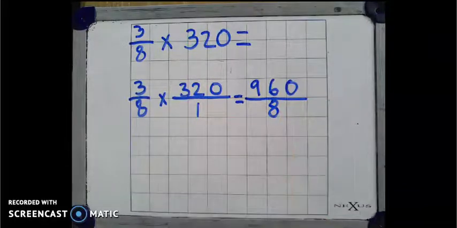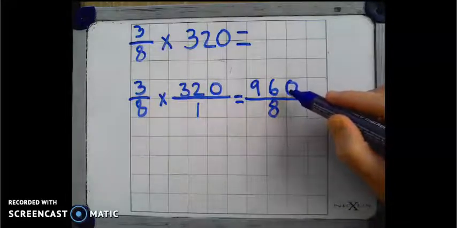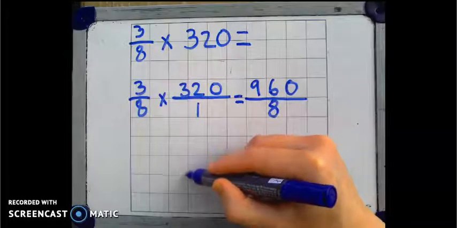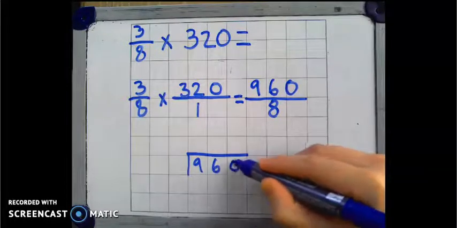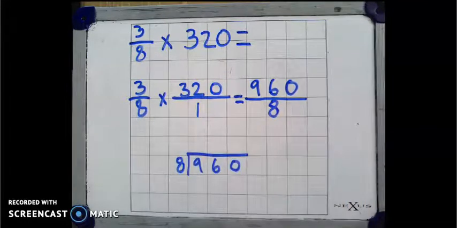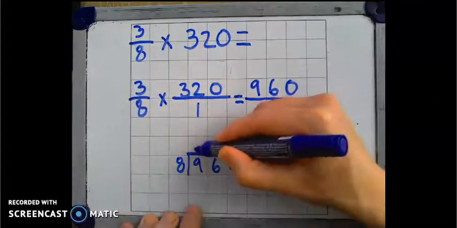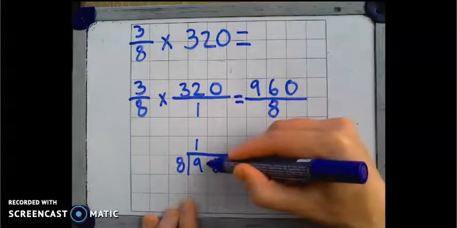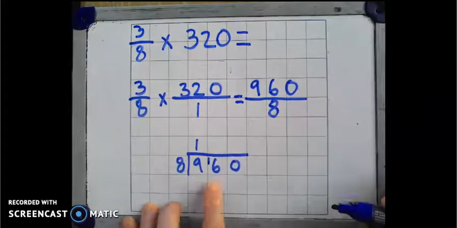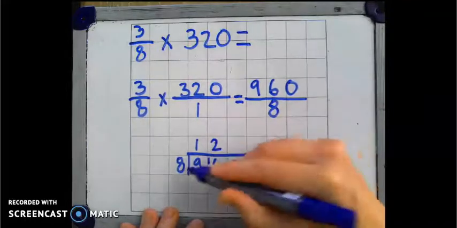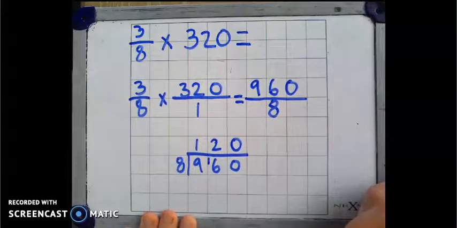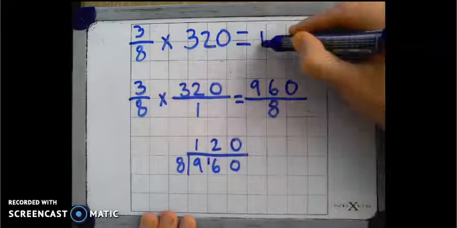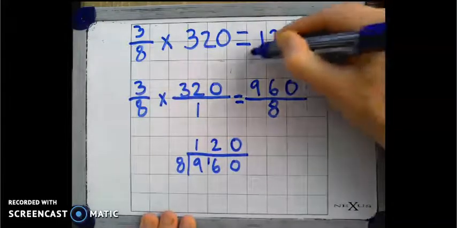If we've been asked to show our answer as a whole number, we now need to divide the numerator by the denominator. Let's use that short division algorithm. 960 divided by 8. 8s into 9, 1 time, but with 1 left over. 8s into 16, 2, because 2 times 8 is 16. 8s into 0, 0. So 3/8 multiplied by 320 is 120.